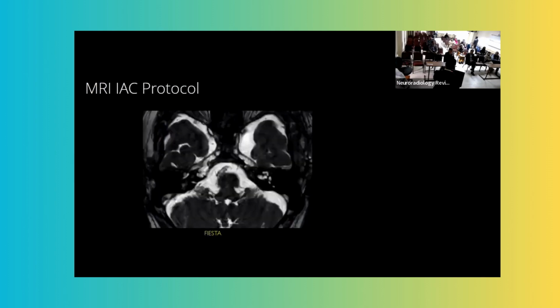And then on top of that, as a special part of the IAC protocol, like the internal auditory canal protocol, we use FIESTA images. FIESTA images are high resolution, highly T2 weighted sequences in which you can see the cranial nerves very easily. Like for example, in this case, you can see the abducens nerves very easily. So these are the abducens nerves.